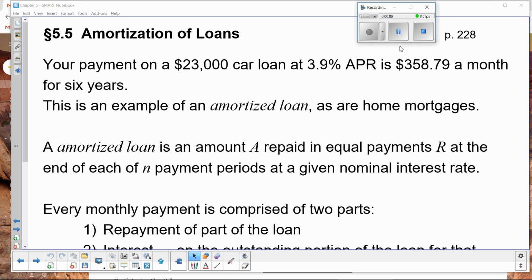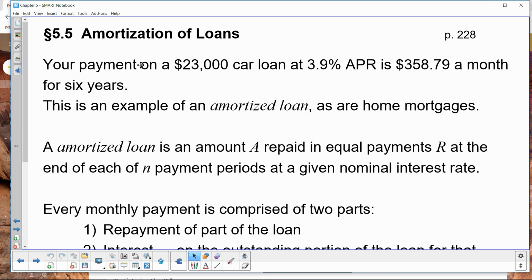Our topic today is very important, used all over the world, and it will be part of your life numerous times in your life. And that is the concept of amortization. That's a 50-cent word, amortization. Let me give you an example.